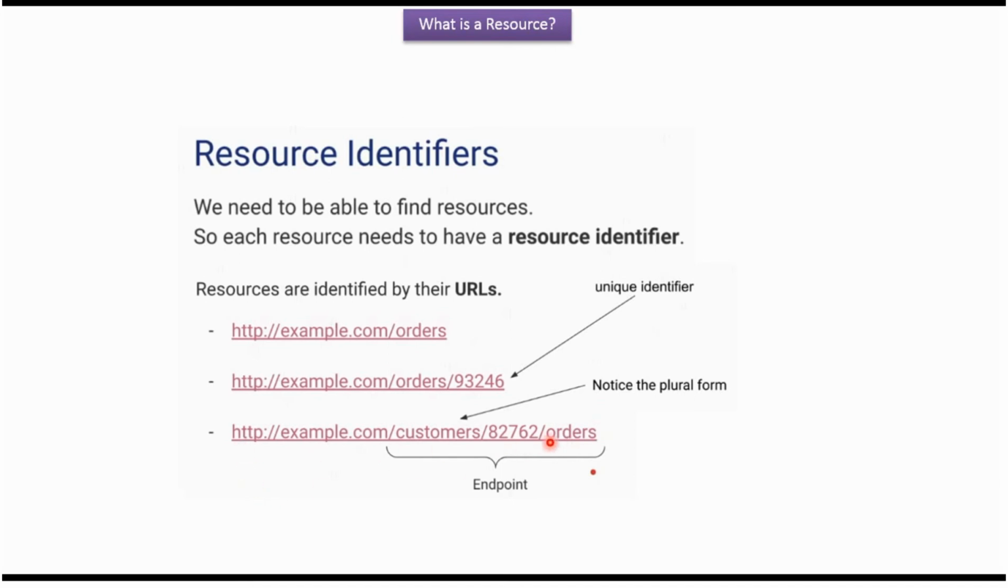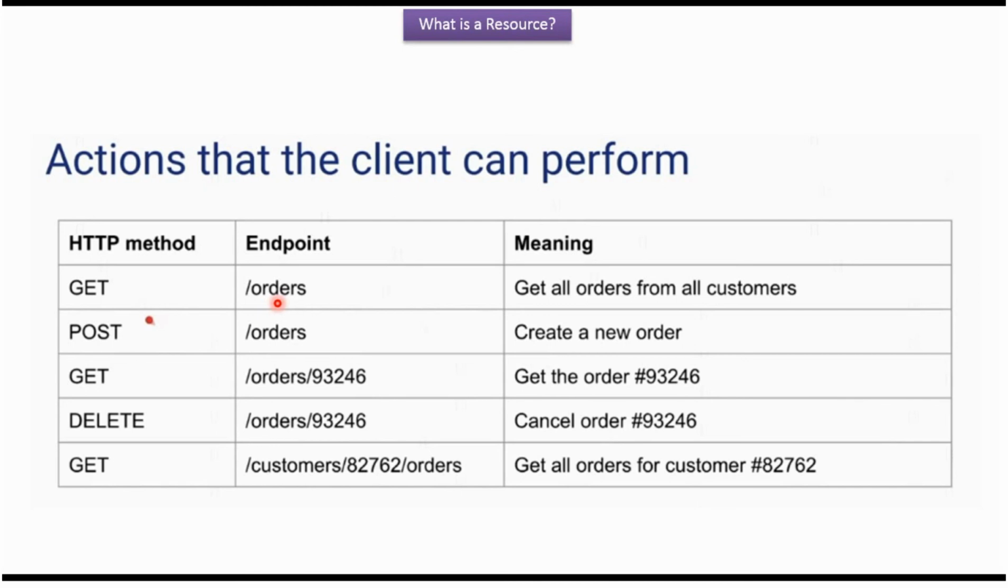In this URL, HTTP is the protocol, example.com is the domain name, and the remaining part is the endpoint. When you send a request to the /orders endpoint with the GET method, then we will get all the orders from all the customers. And when you send a request to the /orders endpoint with the POST method, then it creates a new order.